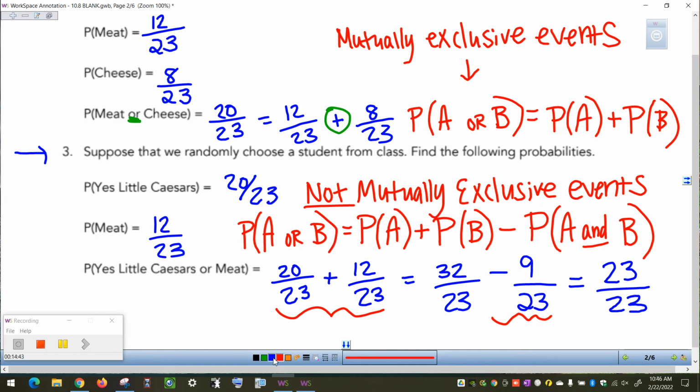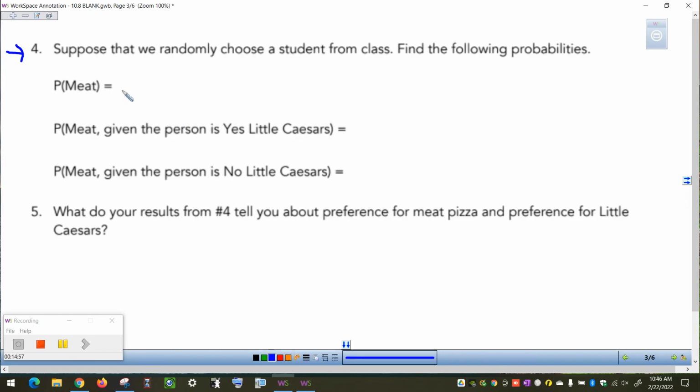All right, so now we're going to take a look at some different style of questions showing up in number 4. It says again, suppose that we randomly choose a student from our class. We're going to use the probability that they prefer meat, which we've done many times now. That's 12 students preferred meat out of our class of 23.